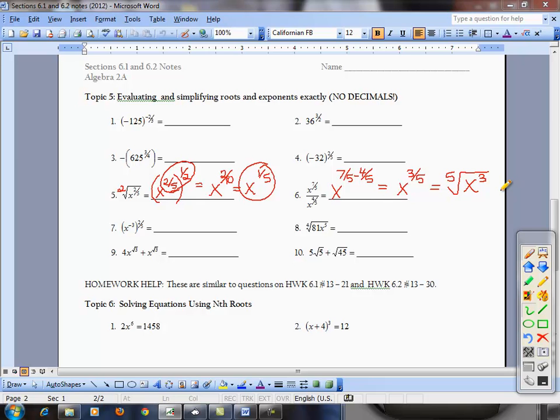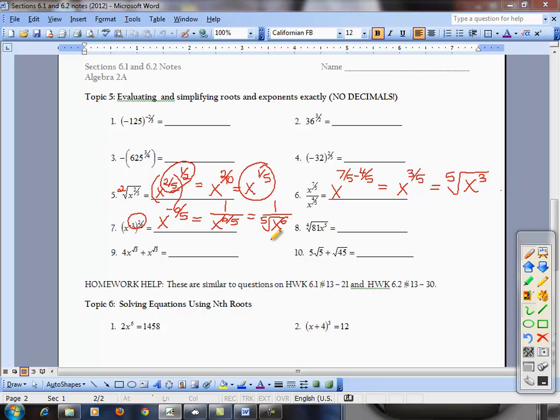Okay? So kind of keep that in mind as you're going through. Let's do number 7. We multiply the exponents, so you get x to the negative 6/5. Now, negative exponents say put it in a fraction, so it's 1 over x to the 6/5, which if I put this in root form is 1 over the 5th root of x to the 6th.